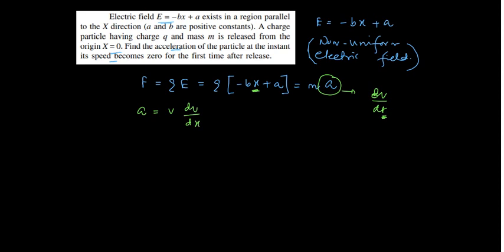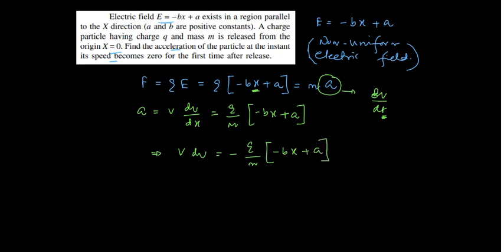So a is equal to v dv/dx, which equals q by m of minus of (Bx plus A). So this is the acceleration that we are having here. Now if I just segregate, v dv is equal to minus of q by m times (minus of Bx plus A) dx. Now if I integrate, I will definitely get the value of v.